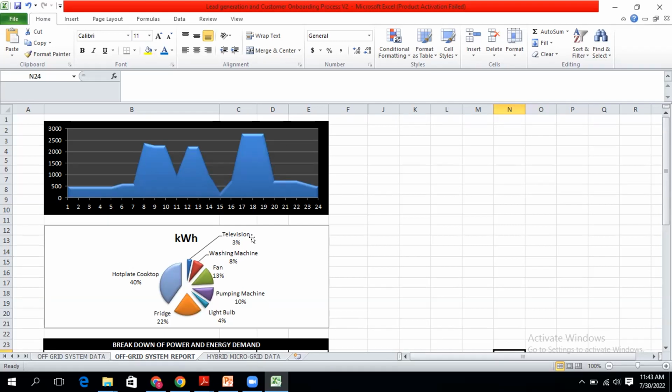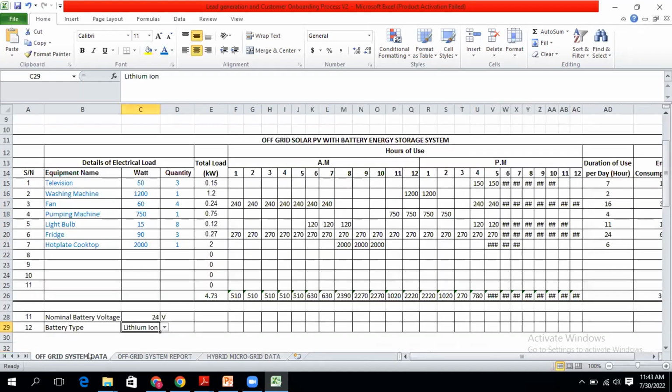Now, this is the breakdown of your energy consumption. Remember in our load equipment, we have hot plates. So we have a hot plate cooktop, and it uses 2,000 watts. Even though it is not ideal, and it does not make sense for anybody to put a hot plate on a solar system, this is just for an example. The purpose of me putting the hot plate is for you to see the impact of using that kind of heavy equipment on a solar system. It is not recommended, okay?